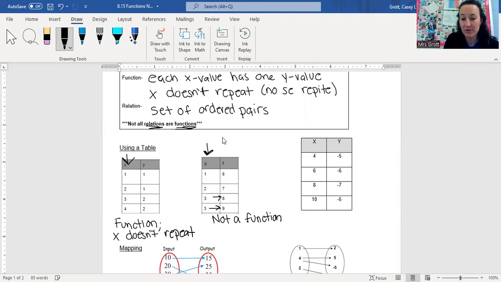I know some of you prefer writing it that way. Okay, this is not a function. x equals 3 has two different outputs, or x repeats. Next one, looking again, all we care about are the x values. So x is 4, 6, 8, 10. Function, x does not repeat in this table.